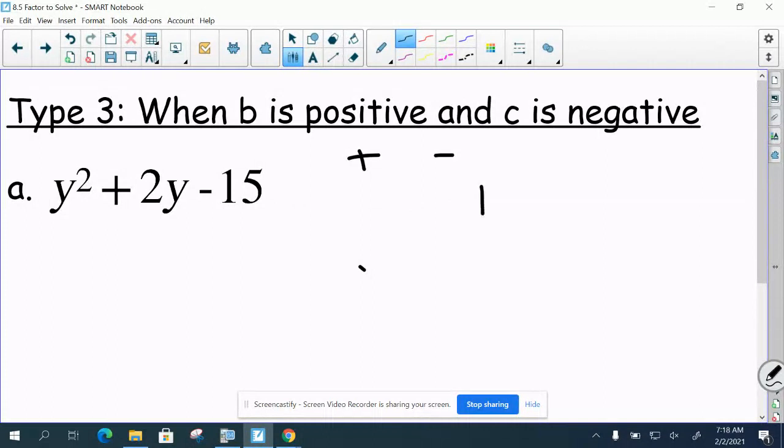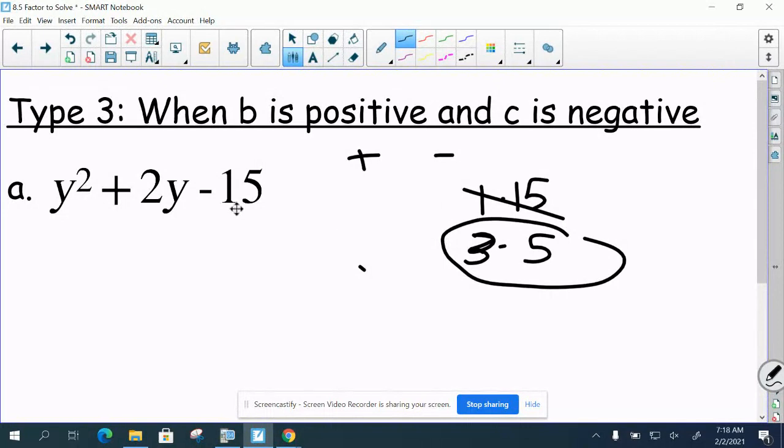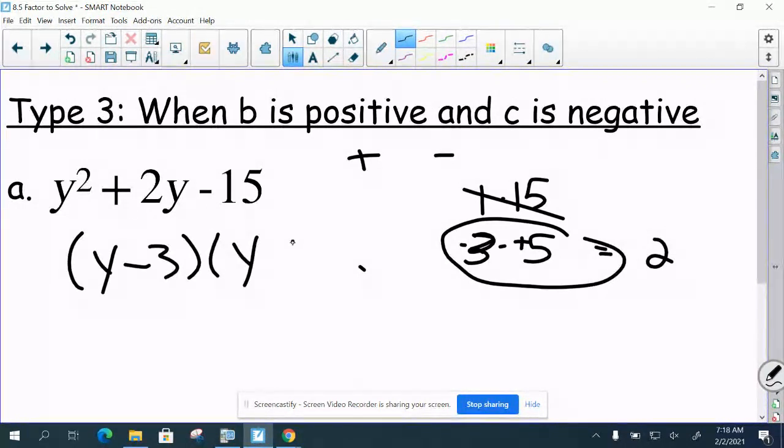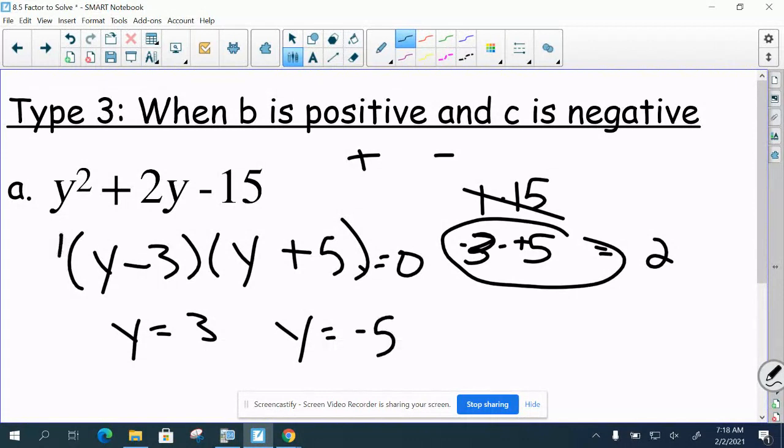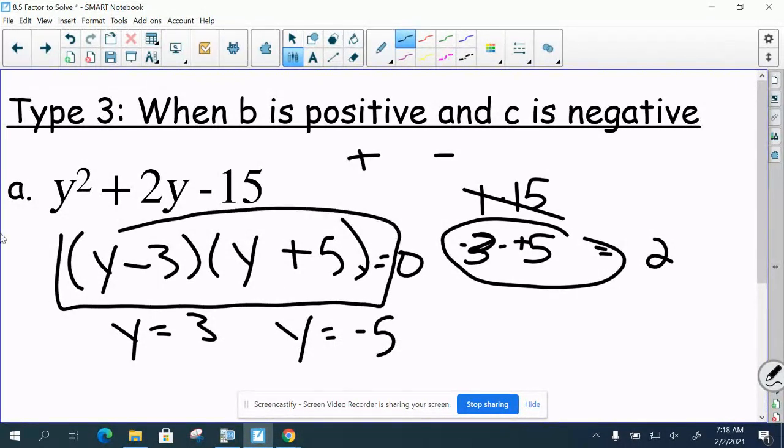So factors of 15 are 1 and 15. That's obviously not going to work. No, not 2, sorry, 3 and 5. And that's it. So 3 and 5 are going to be our solutions. But if we want a positive 2 in the middle, we'll have to have the larger factor be positive. So it's going to be -3 and +5 to give us positive 2. So in my factors, I would write y minus 3 times y plus 5. And if I set this equal to 0 to solve, I would get y equals 3, y equals -5. But this would be the factoring part.